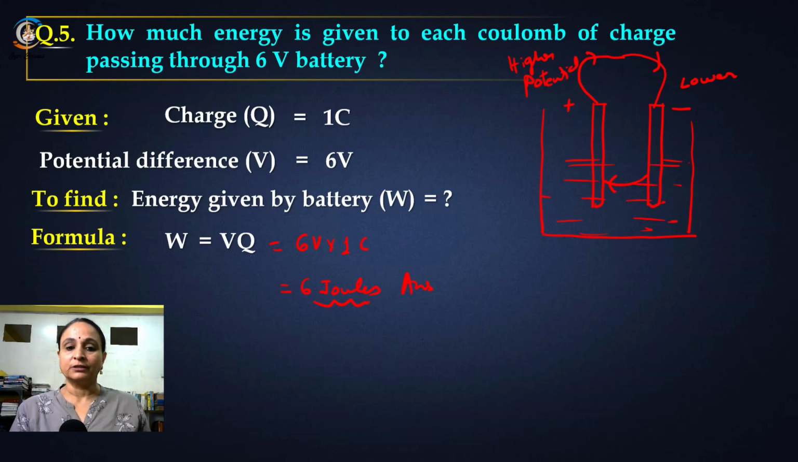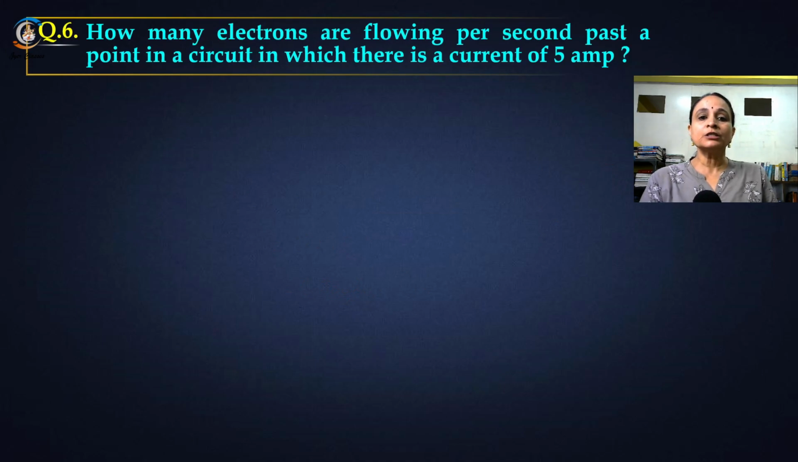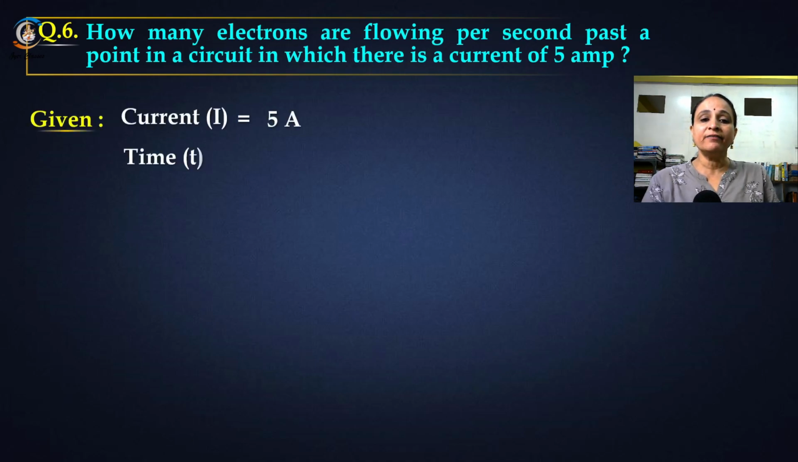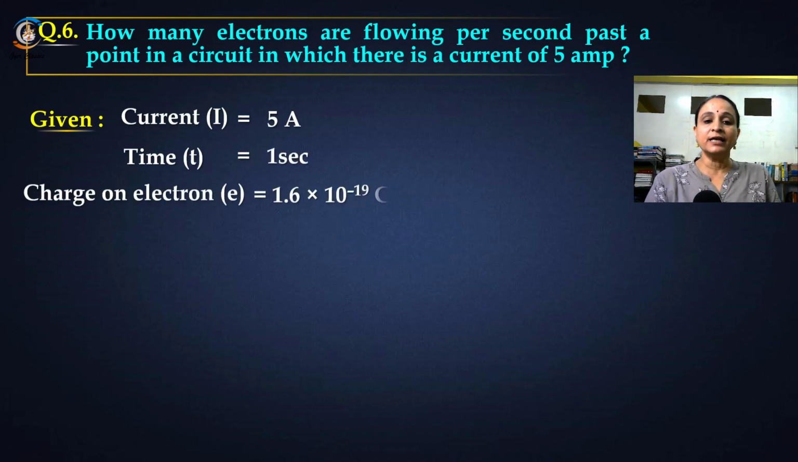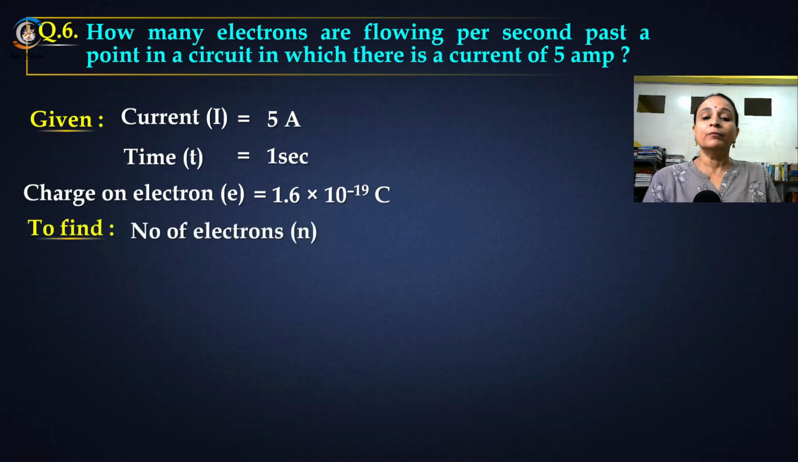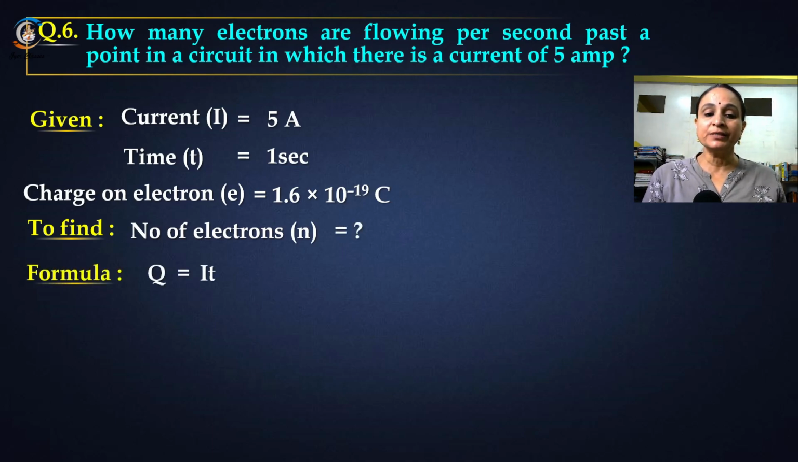Okay, very good. How many electrons are flowing per second past a circuit where there is a current of 5 amperes? क्या कहा है आपको? करंट दिया है 5 एम्पियर्स, टाइम लगा है 1 सेकेंड. कितने चार्जेस जाएंगे? चार्ज ऑन इलेक्ट्रॉन का पता होना जरूरी होता है. 1.6 into 10 to the power of 19 नंबर ऑफ इलेक्ट्रॉन्स निकालना है और हमें लगानी है फॉर्मूला Q इज इक्वल टू IT. तो Q कितना मिला?